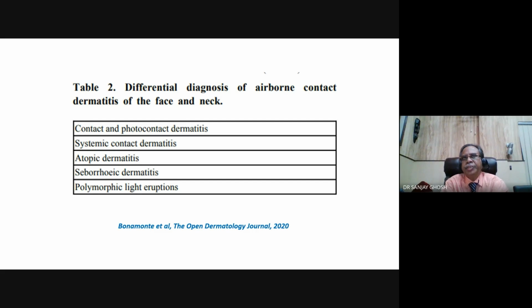And always try to see, as I'll discuss while patch testing, side lighting is important to diagnose the papule on dark skin. A few papules we always miss, so patch test possibility is sometimes missed by some dermatologists. So the differential diagnosis of airborne contact includes contact and photocontact, systemic contact, atopic dermatitis, and seborrheic dermatitis is also sometimes misdiagnosed. Polymorphic light eruption we should also think of as a differential diagnosis.